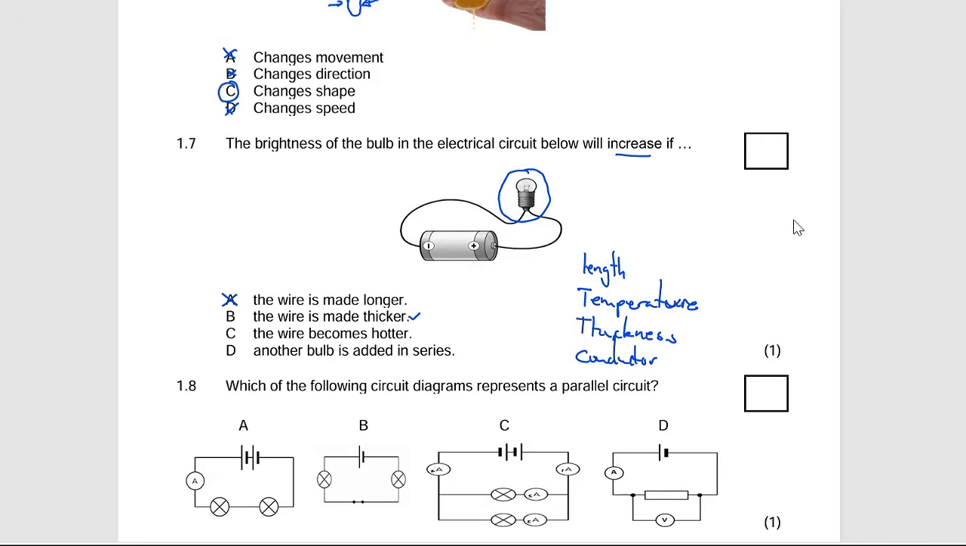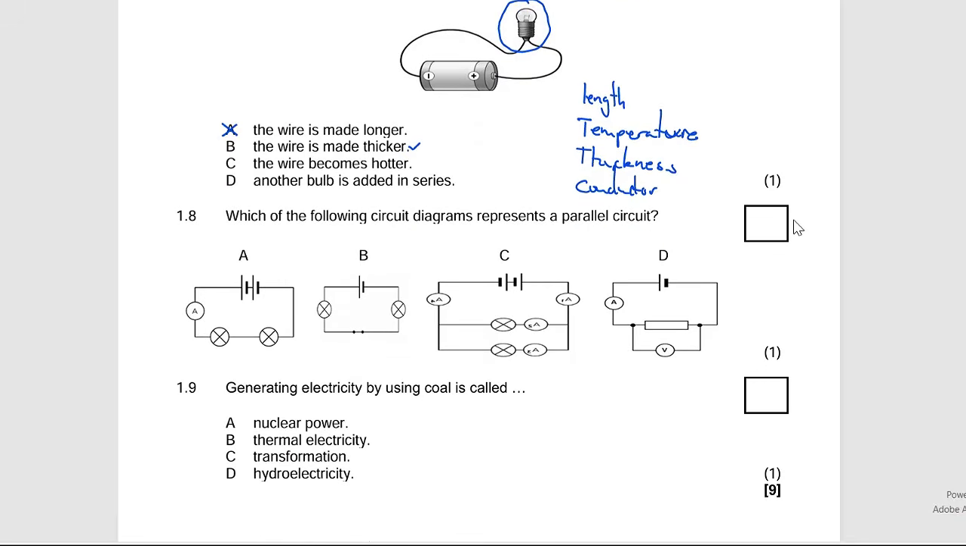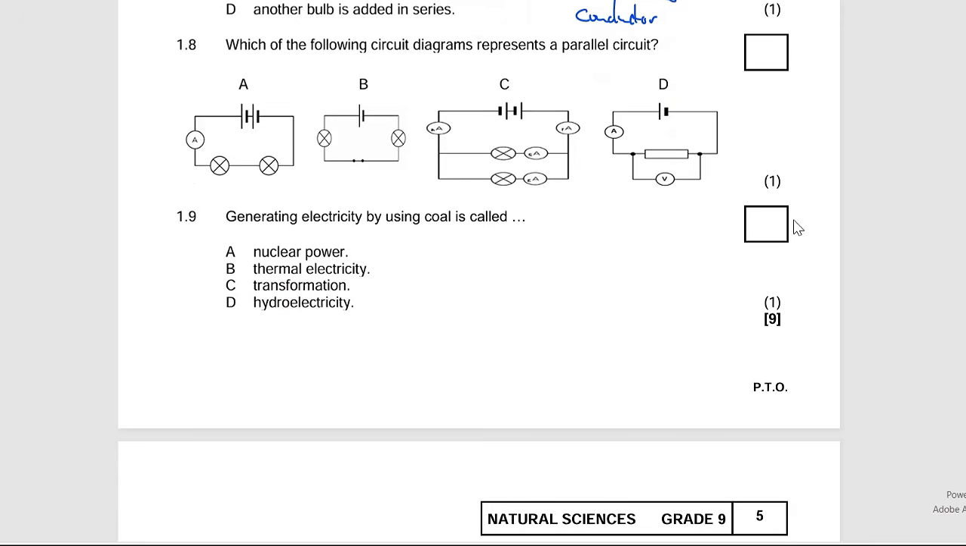Then I'll proceed to 1.8. 1.8 reads, which of the following circuit diagrams represents a parallel circuit? So we said our option there is option B at the top. A parallel circuit is a circuit where current has many paths to go through, right? If you look at option A here, our current is going to go in this direction. We can see it follows only one path there.